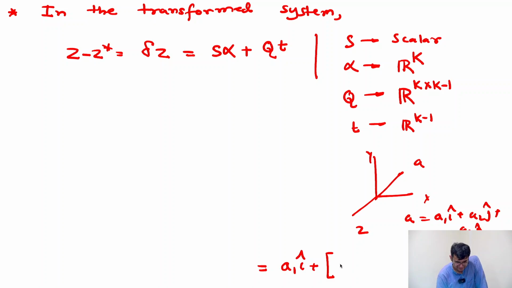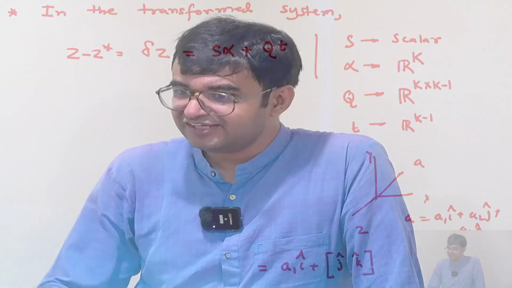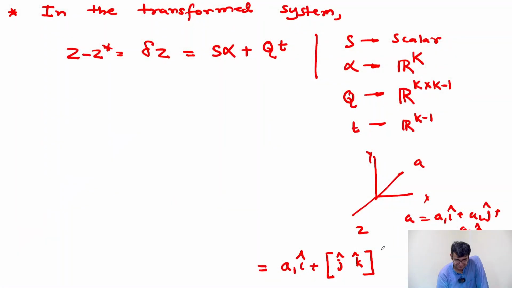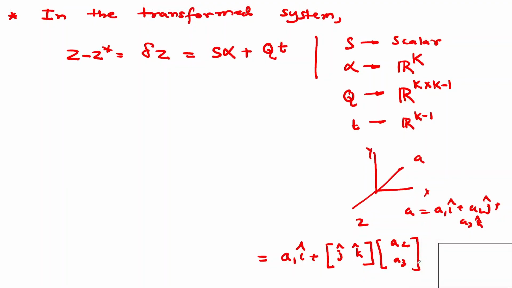I will get j and k. What is the dimension? 3 cross 2, because j is 0 1 0. So 3 rows and 2 columns multiplied by A2 A3. That is what I have done in there. Nothing difficult, but the only problem is that in reliability, you are working in k dimensions. It's not 3 dimensions or 2 dimensions that you can visualize. So we need to use some compressed representation. Okay.